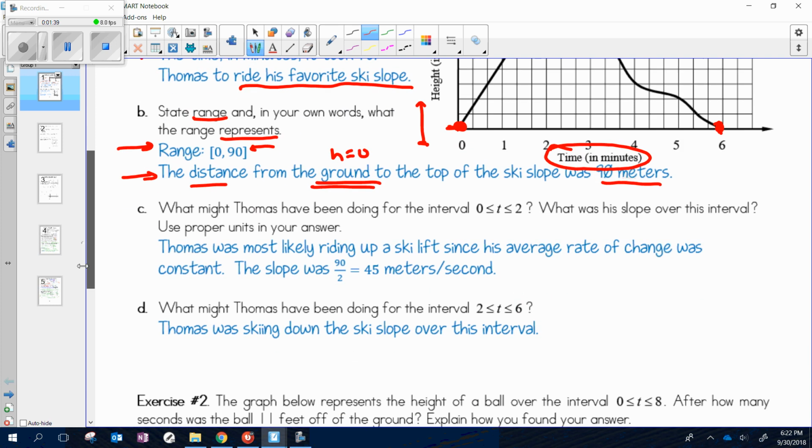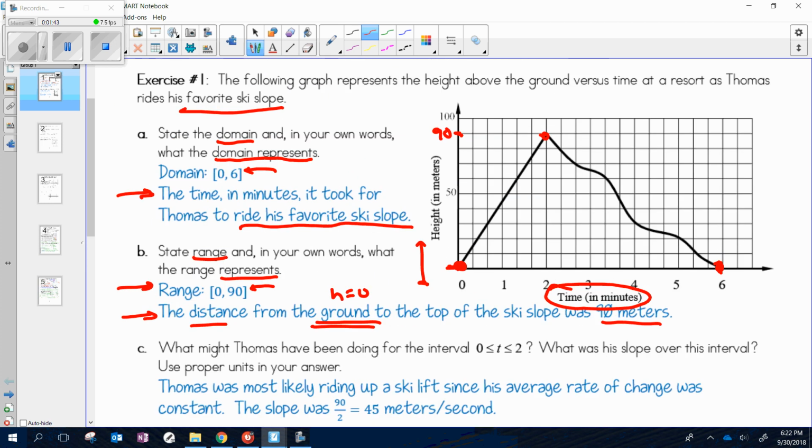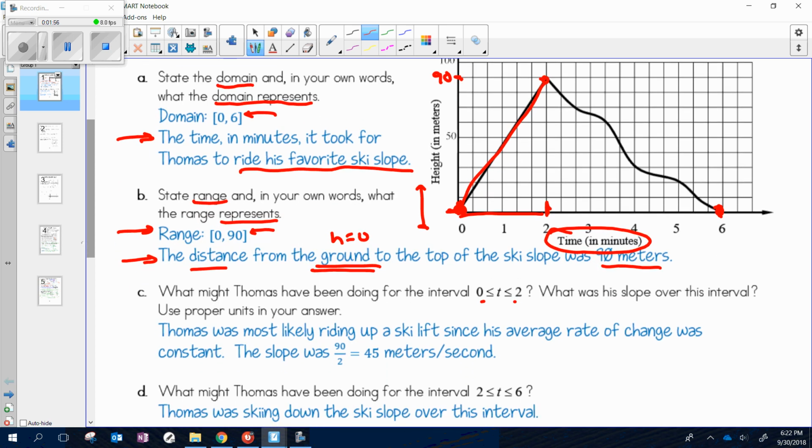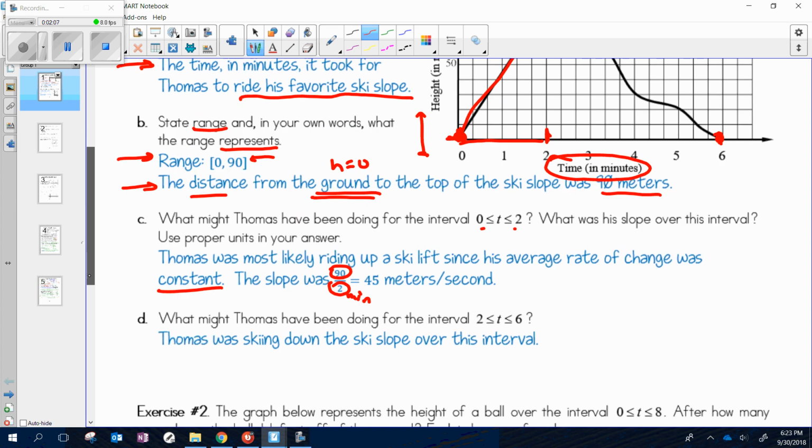What might Thomas have been doing over the interval from 0 to 2, or time is between 0 and 2? So I looked from 0 to 2, and I thought it's a straight line up, and I thought that was most likely when he was riding the lift. It was a constant rate of change, and the change was 90 in 2 minutes. This is minutes. So that's 45 meters per minute, the rate of the ski lift.